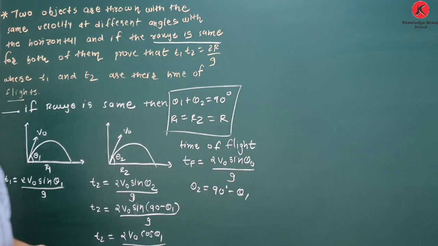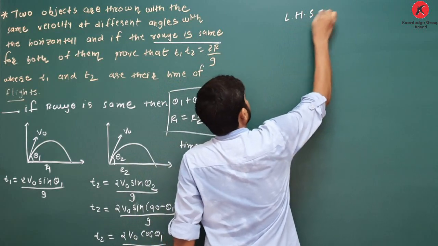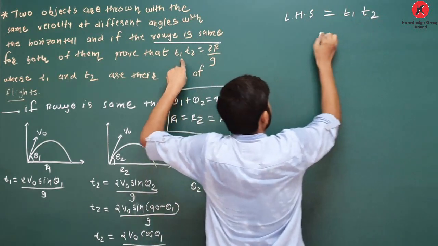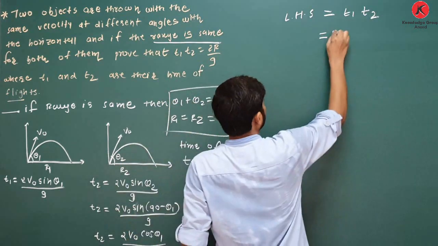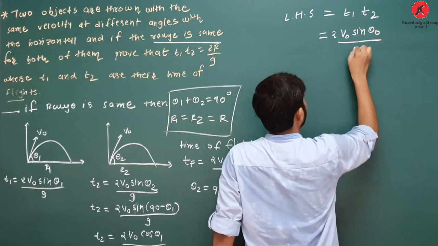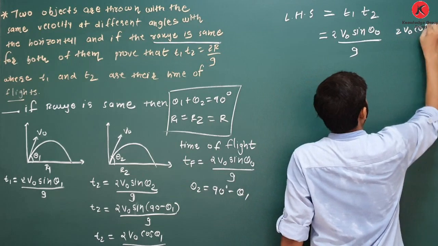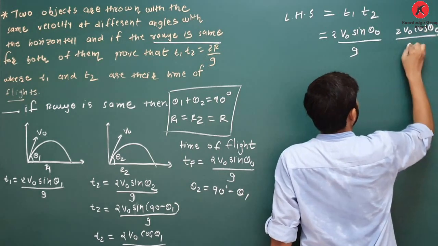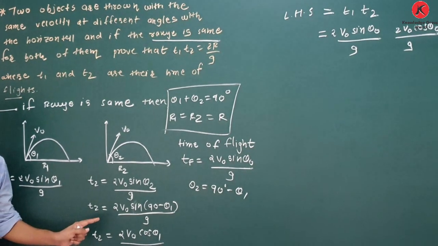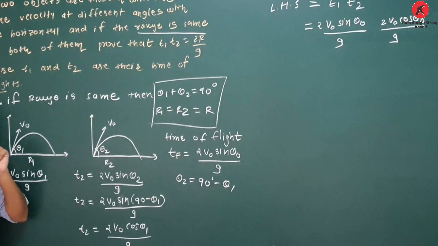Now we will start from the left hand side. LHS is T1 T2. What is the value of T1? 2 V0 sin theta 1 upon g. T2 is 2 V0 cos theta 1 upon g. So put the values of T1 and T2 into the LHS.